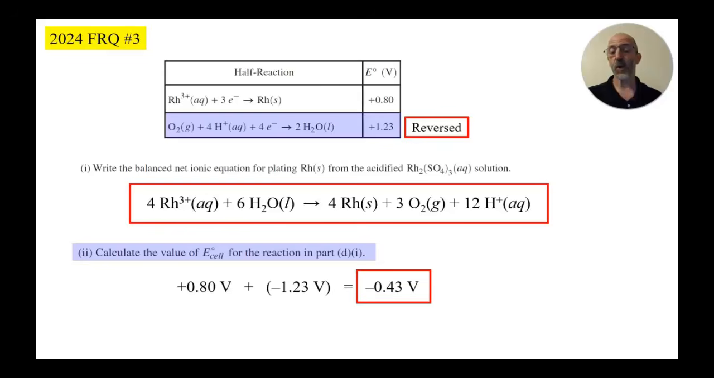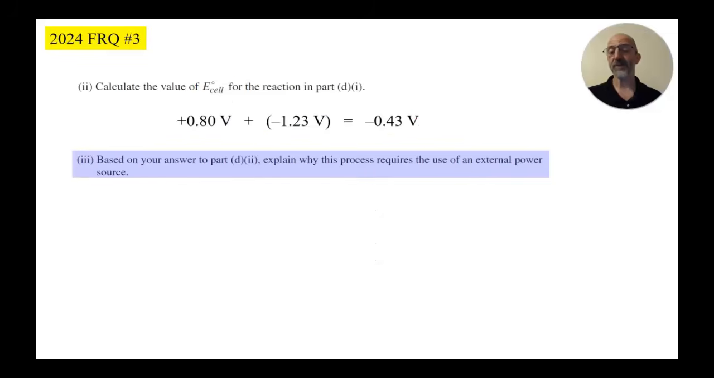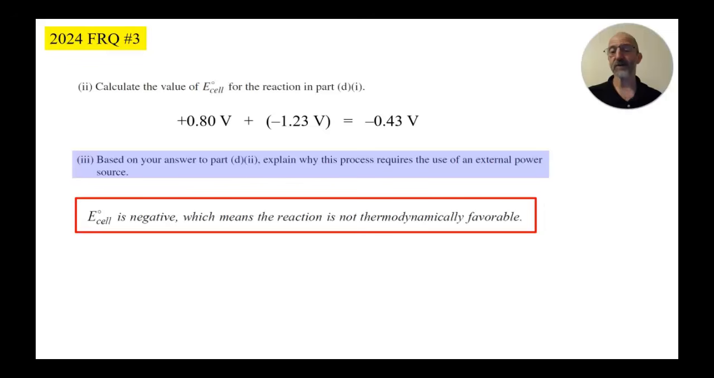So here comes our next question related to the fact that the cell potential is in fact negative. Based on your answer to Part D, Roman numeral 2, explain why this process requires the use of an external power source. Because the cell potential is negative, it means the reaction is not thermodynamically favorable.